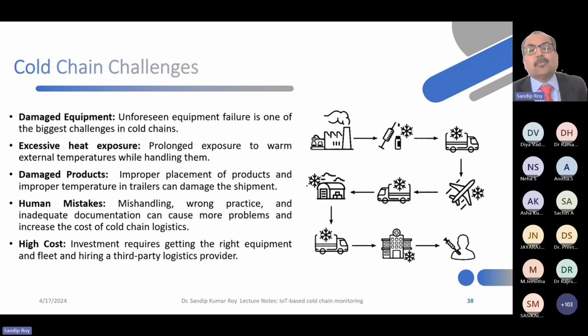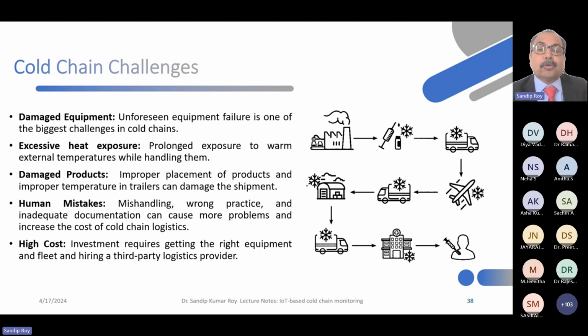Cold chain challenges: damaged equipment. This most often happens, let's say the truck that is carrying the vials has a problem. So damaged equipment is a very important aspect. Excess heat and exposure. Let's say you are running through the Rajasthan desert, and at that time your AC stops working on the container, what will happen? So exposure to heat is very dangerous. You have to plan that upfront. Damaged products, human mistake. Sometimes people make mistakes. Instead of taking the corrective action, they do something which can cause problems.